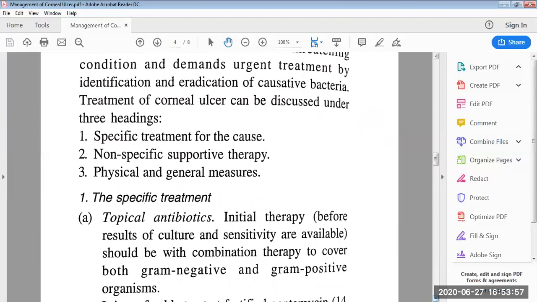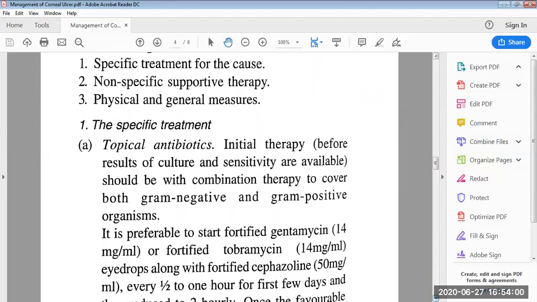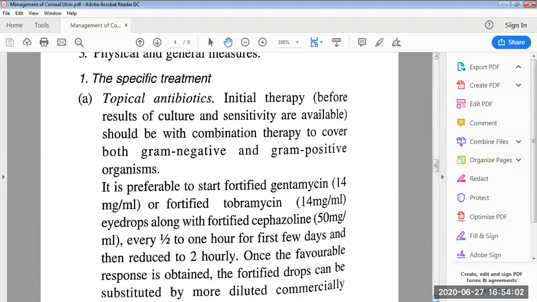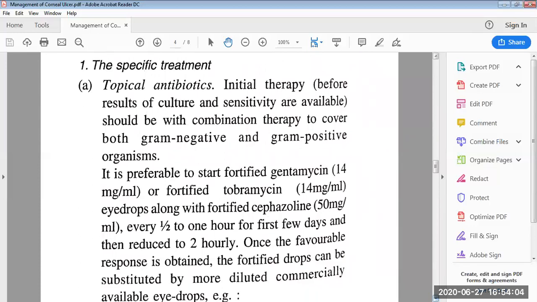First, the specific treatment. We should give the topical antibiotics. Initial therapy, before the results of culture and sensitivity are available, should be with combination therapy to cover both gram negative and gram positive organisms. Means you will send the sample for culture and sensitivity test, but that will take you 2 to 3 days. So we should not wait for the report of the culture and sensitivity and then identify that particular organism.